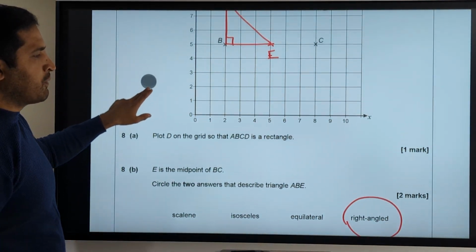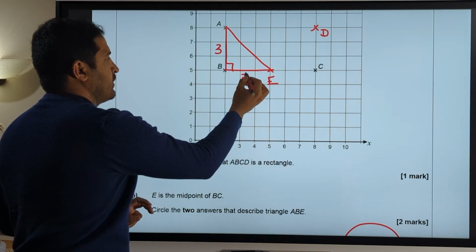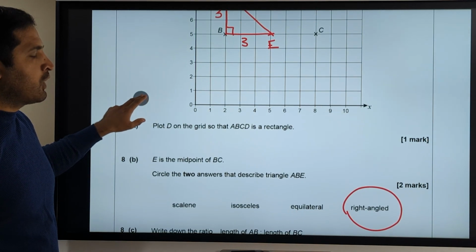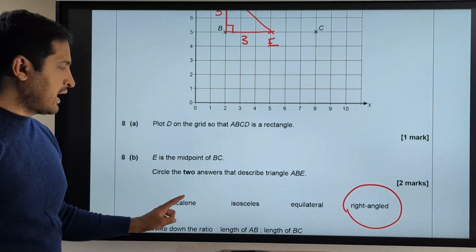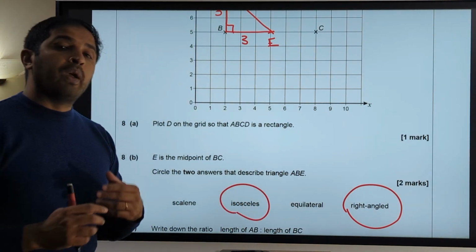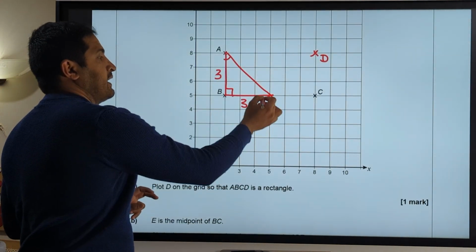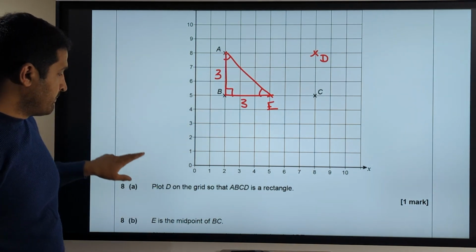One of the things I know from that is that length there is 3, that length there is 3. So 2 of the sides in that triangle are the same. And what do we call it if your 2 sides are exactly the same? Scalene is when none of the sides are the same, whereas isosceles triangle is when you have 2 sides the same and 2 angles the same. So these 2 angles are the same and these 2 sides are the same.